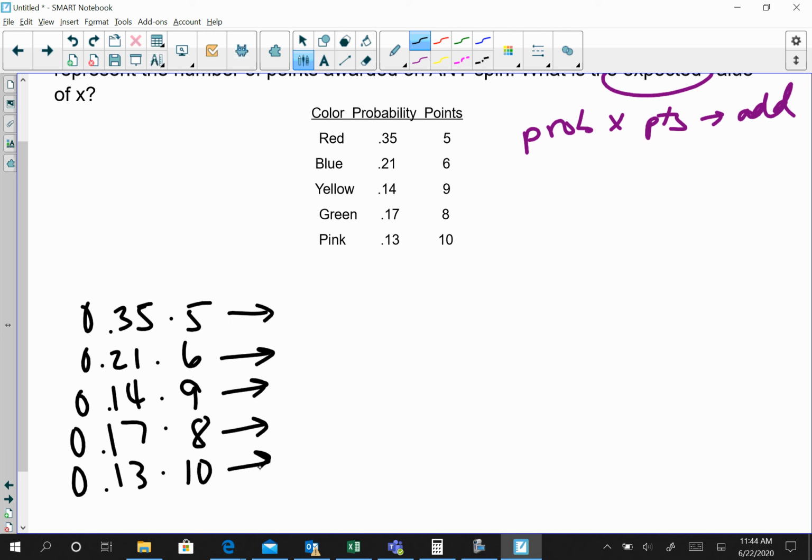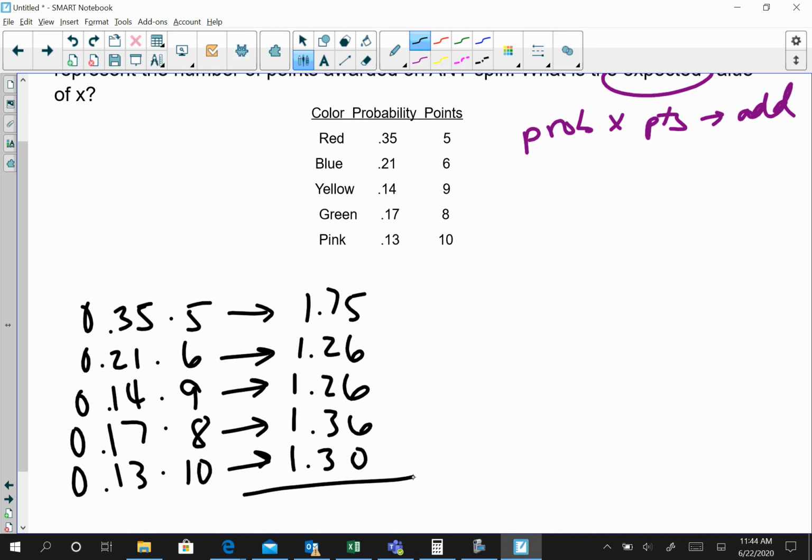So what I have here is 0.35 times 5, 1.75. 0.21 times 6, 1.26. 0.14 times 9, ooh, 1.26. That's the same thing. 0.17 times 8, 1.36, and 0.13 times 10 is 1.3. And then you just add them all up.